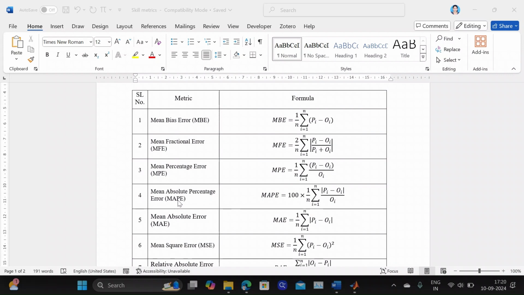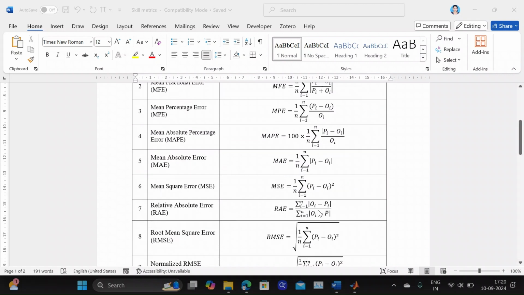So the mean absolute percentage error, or MAPE, formula will be 100 into 1 by n summation i equals 1 to n, absolute value of Pi minus Oi divided by Oi. Now, the fifth metric is mean absolute error, and this is very commonly used in research. The short form is MAE, which is equal to 1 by n summation i equals 1 to n, the absolute values of the error.